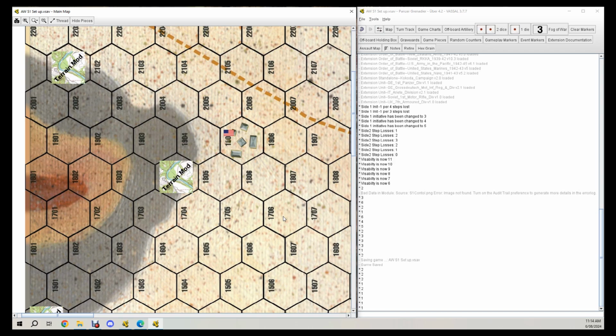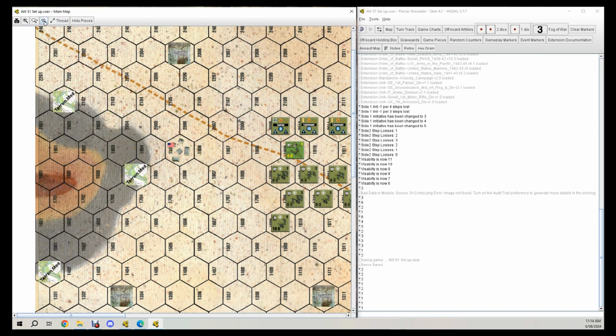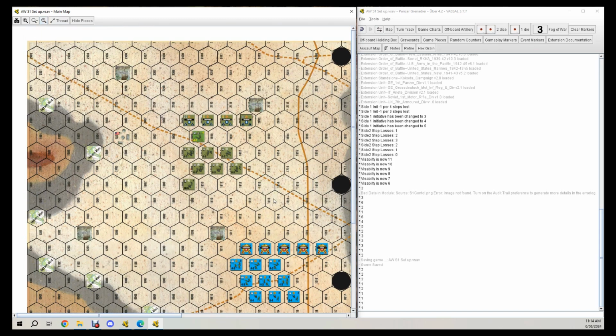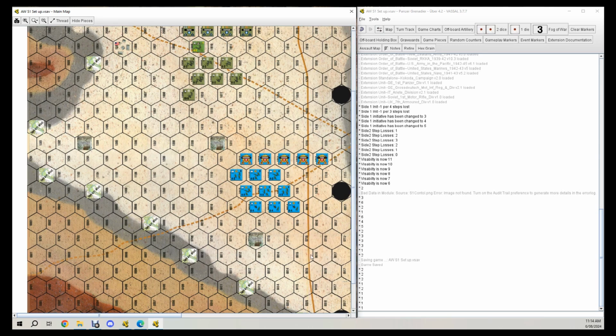Roads and tracks negate muskeg for all purposes. Units on a road or track that runs through muskeg do not suffer any of the effects as long as they stay on the road or track. And again, there's no fire modifiers if you're on the road or track. All these tracks on here exist, and this road is treated as a track for this one as well.